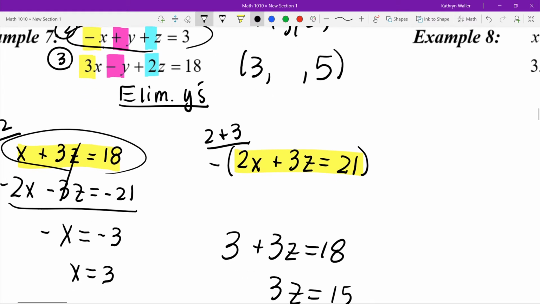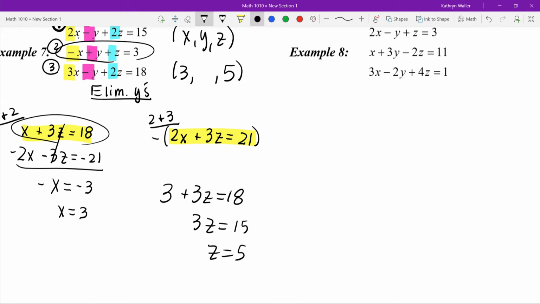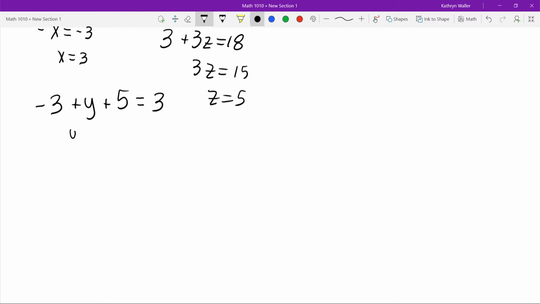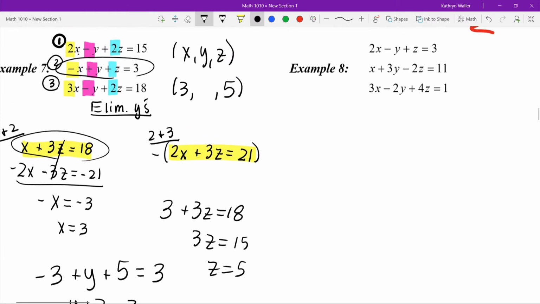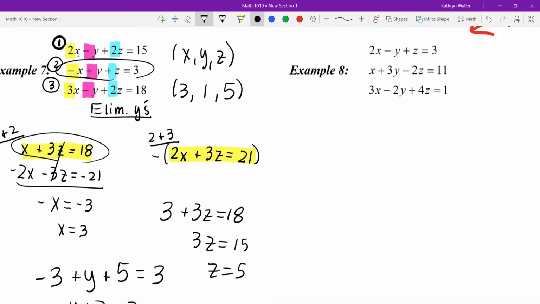So let's go negative x. That's going to be negative 3 plus y plus z, which is 5, is equal to 3. So on the left, I have y plus 2 equals 3. Bring my 2 over. I get y equals 1, and my answer is 3, 1, 5. I'm done.